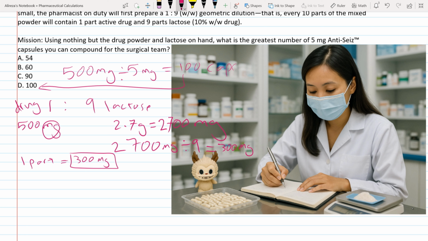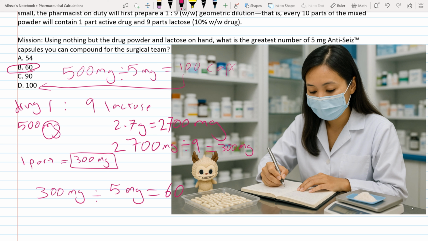So then you know how at the beginning we said 500 milligram divided by 5 milligram. Now you say, since we can only use 300 milligram of the drug, we're going to divide by 5 milligram, because that's how much we want in each capsule, and that will give you 60 as the correct answer. So you can make up to 60 capsules using this formula.